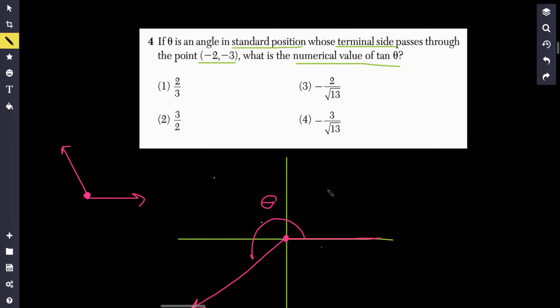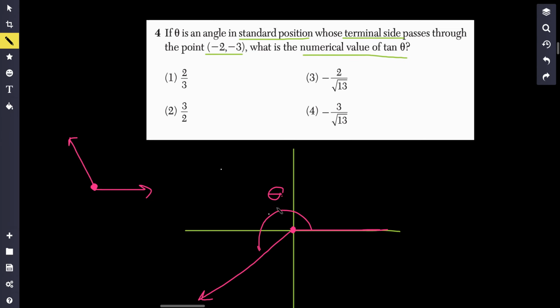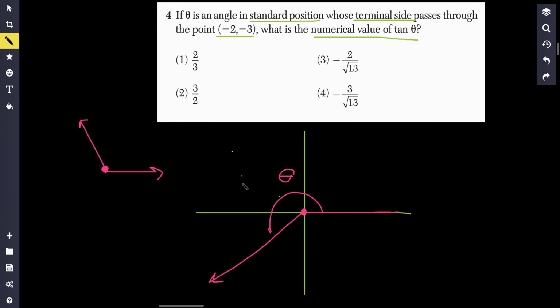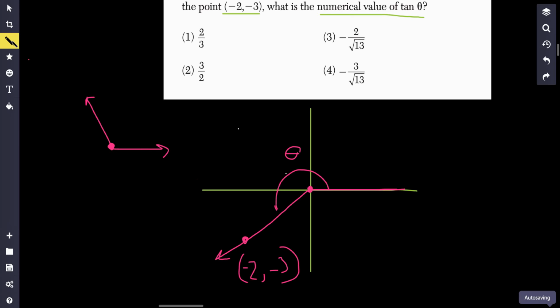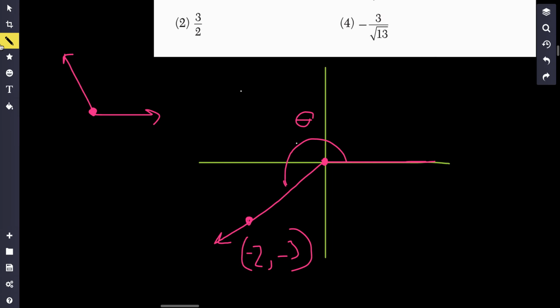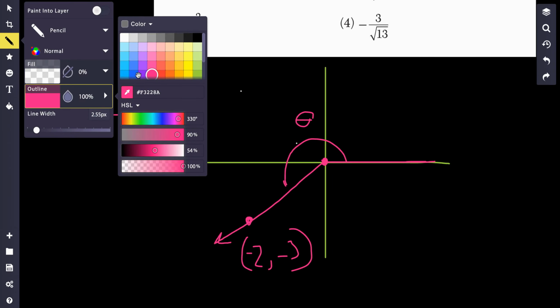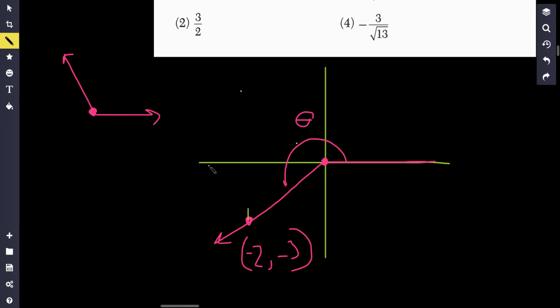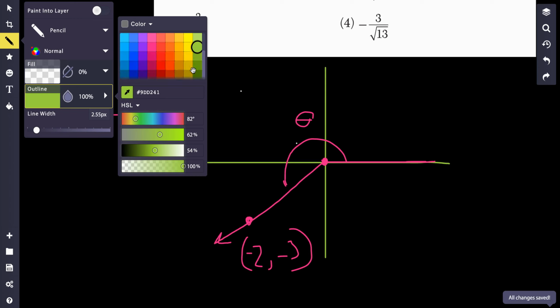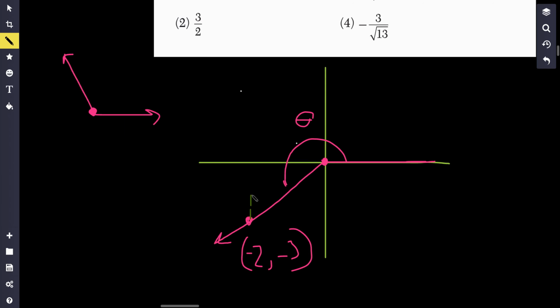Now it says that this terminal side, so this side right over here, passes through the point (-2, -3). What is the numerical value for tangent of theta? Well, what you have to realize here is that you can construct a right triangle. So what I'm going to do now is draw, actually let me do this in a different color, a line up here, and this is going to create a right angle.